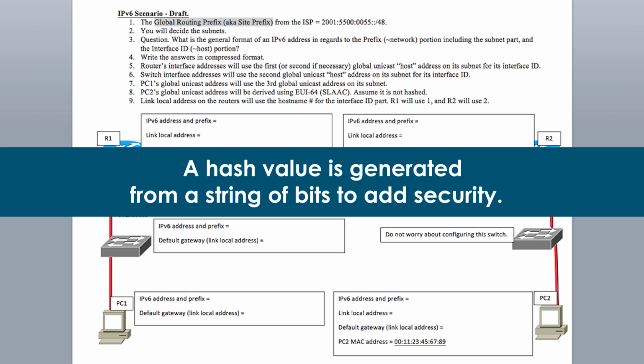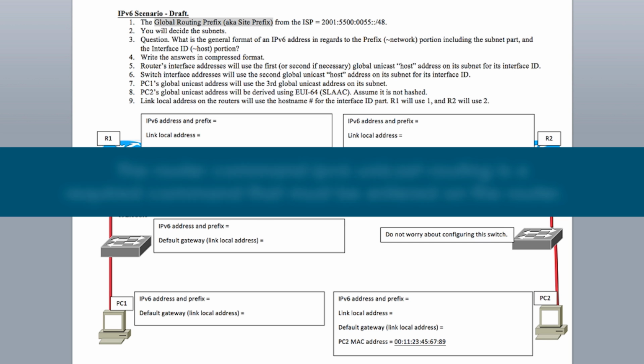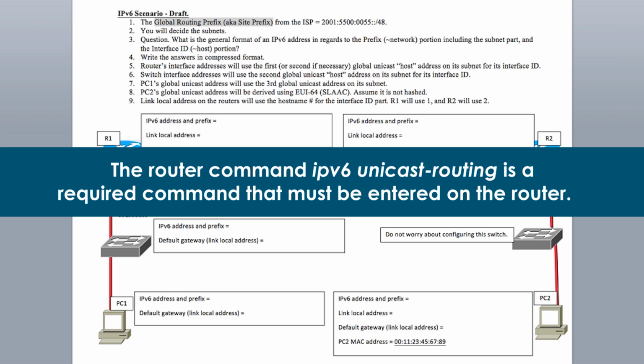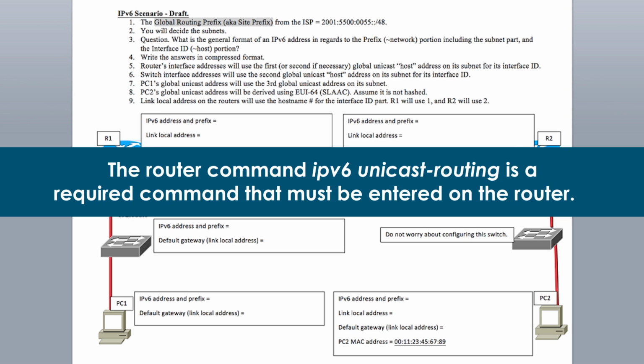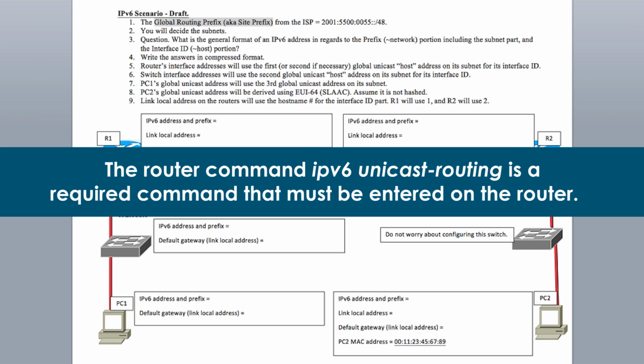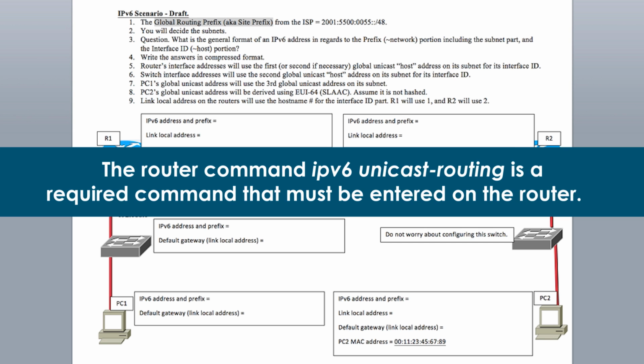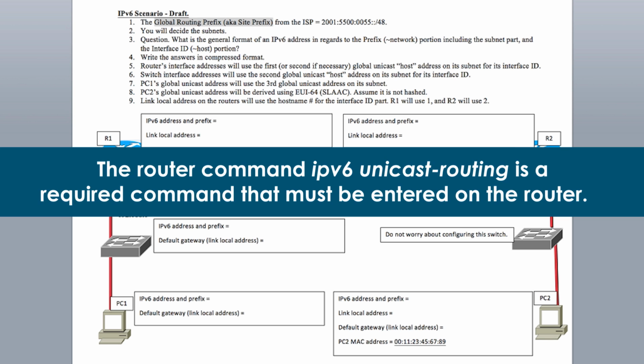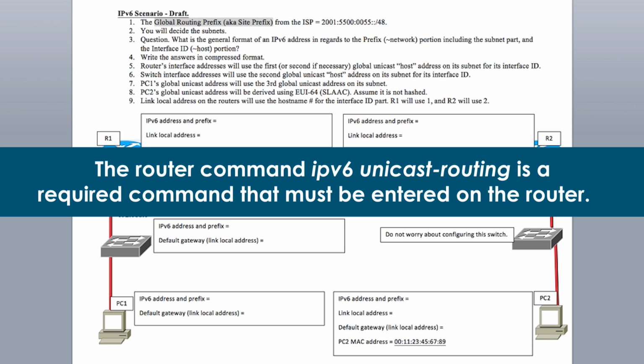For PC2 to get a global unicast address using SLAAC, the router command ipv6 unicast-routing is a required command that must be entered on the router. This command makes a router an IPv6 router, and also allows the router to assist other devices in its network in deriving IPv6 addressing information.